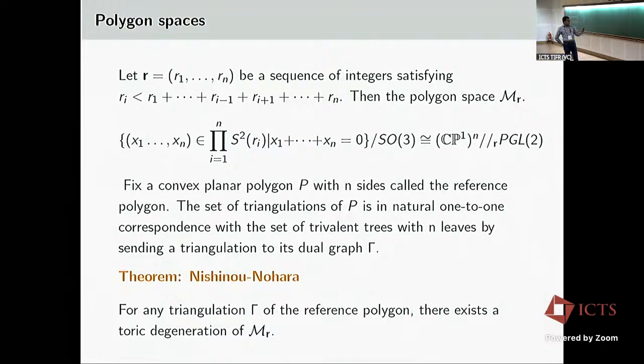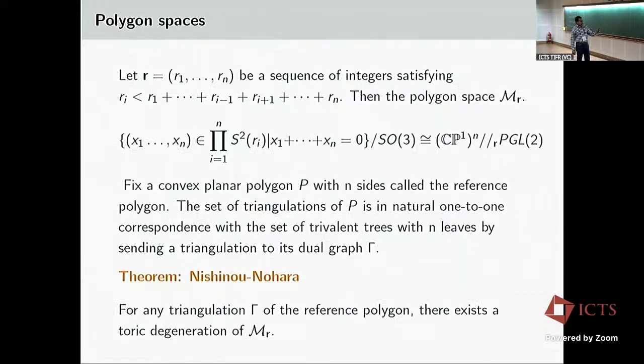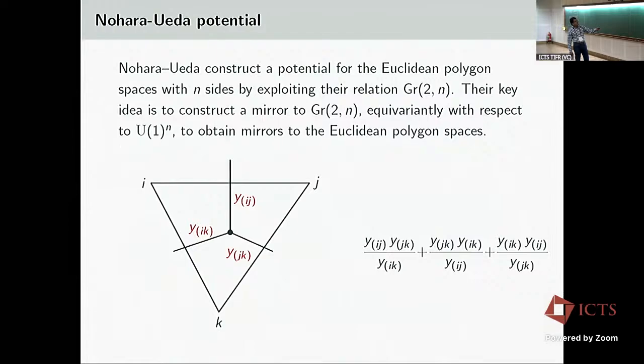Then Nishinou and Nohara proved that for any triangulation gamma of the polygon, there exists a toric degeneration of M_r, the polygon space, and they recover what is called in symplectic geometry the Kapovich-Millson bending system. This was carried on further by Nohara and Ueda, who studied the potential called the Nohara-Ueda potential. They also want to construct Landau-Ginzburg mirrors of this space, not by exploiting conformal blocks, but by looking at it as Gr(2,n) with some equivariance with respect to U(1)^n.